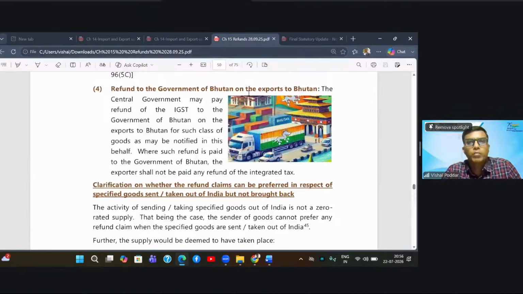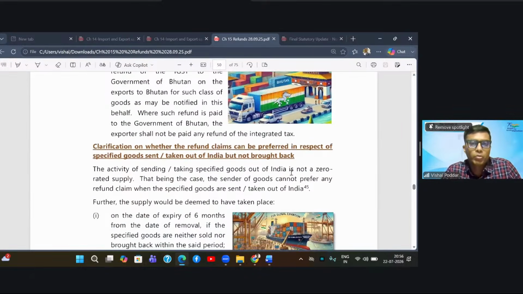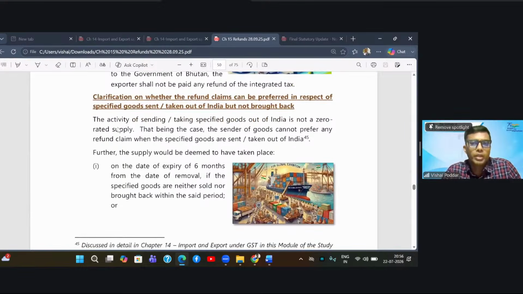Next, refund to the government of Bhutan on export to Bhutan. So where the central government has to pay refund of the IGST to the government of Bhutan in case of export to Bhutan for such class of goods as may be notified. Where such refund is paid to the government of Bhutan, the exporter will not be paid the refund.